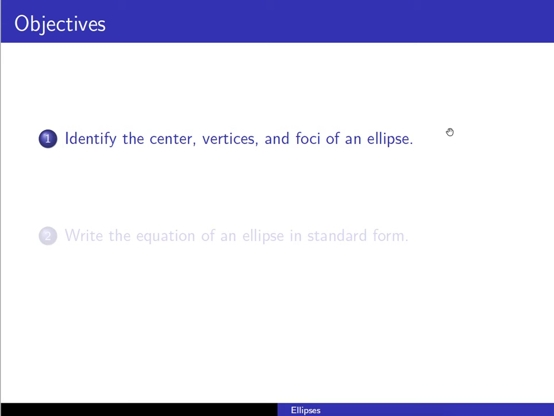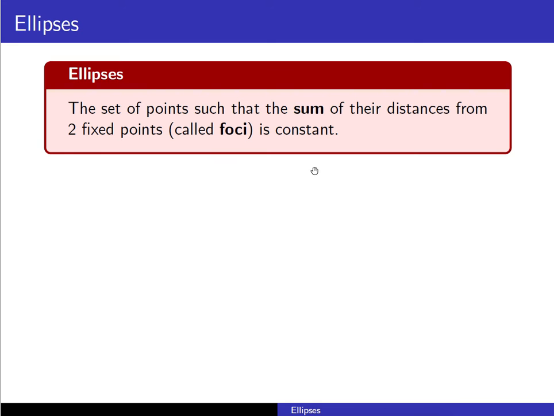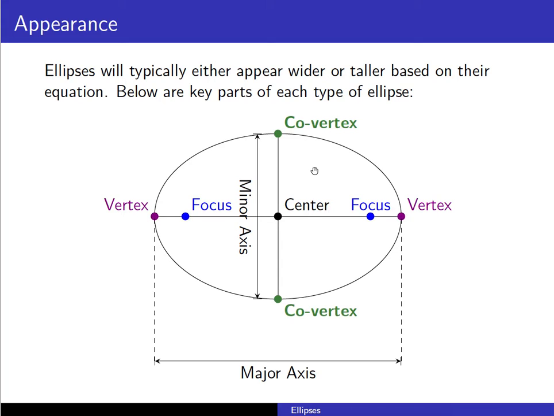In this video, we're going to look at a lot of the pieces, parts, and vocab of an ellipse, and then in the next one we'll take a look at identifying the center, vertices, and foci. The mathematical definition of an ellipse is the set of all points such that the sum of their distances from two fixed points called foci is constant. An ellipse is typically going to appear either wide or tall based on its equation. Below are the key parts of each type of ellipse.